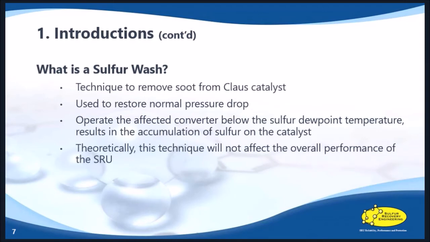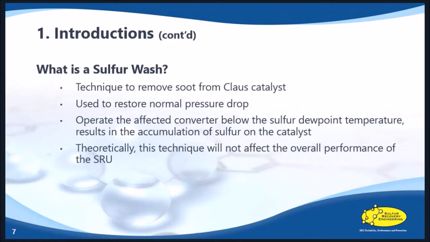And finally, what is a sulfur wash? For those of you who may not know, primarily it's a technique that we use to remove soot from Claus catalysts. We'll talk a little bit more about how the soot is formed a little later on. We want to remove the soot because we want to get to a normal pressure drop. The soot formation, as you can probably deduce, if you don't already know, leads to higher pressure drops, stops you from actually using the SRU at all.